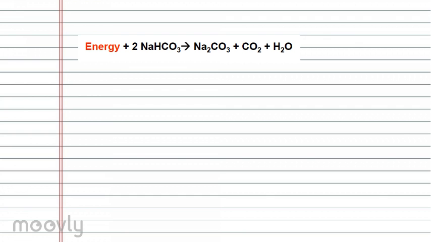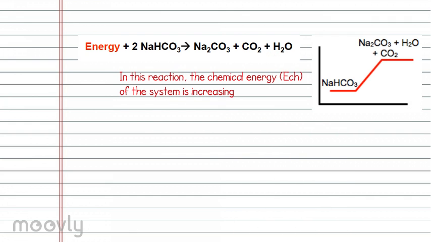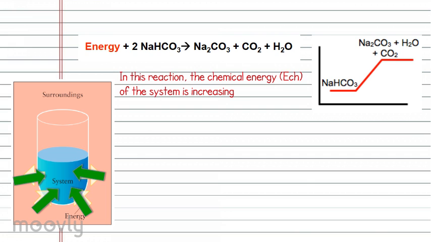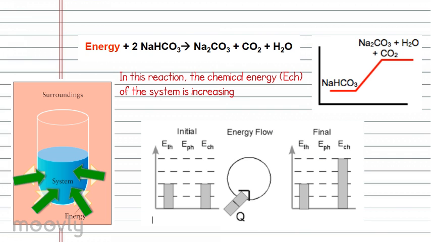Since this is an endothermic reaction, energy is a reactant, so we write energy on the left side of the equation. In this reaction, the chemical energy of the system is increasing. Specifically, the energy content of the product is higher than the energy content of the reactants. This is because energy is being absorbed into the system from the surroundings. To show this increase in chemical energy, we will draw fewer bars in the initial panel under ECH and additional bars in the final panel under ECH. Note that it's completely arbitrary how many bars you draw. In this particular example, I've drawn 2 bars for the initial state and 4 bars for the final state.